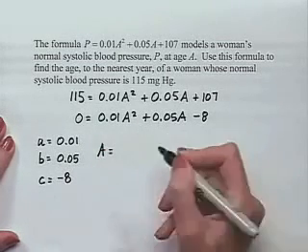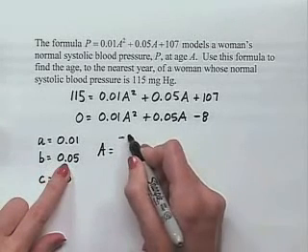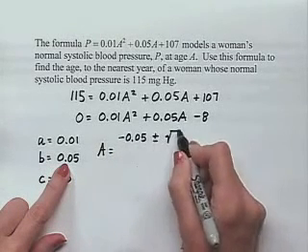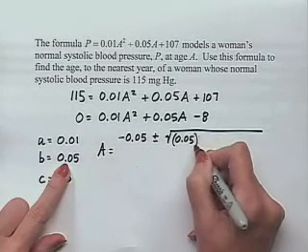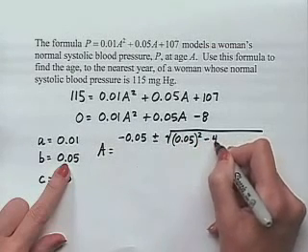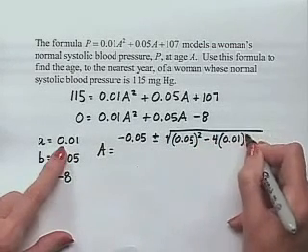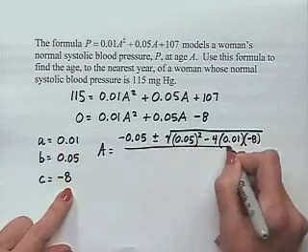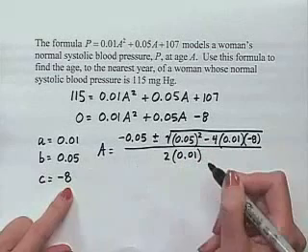A is going to equal, let's recall, the negative of the b value. That's going to be the negative of 5/100ths, plus or minus the square root of, we'll take that b value of 5/100ths and square it, minus 4 times our a value, which is 1/100th, times our c value, which is negative 8, and we'll divide the whole thing by 2 times our a value of 1/100th.